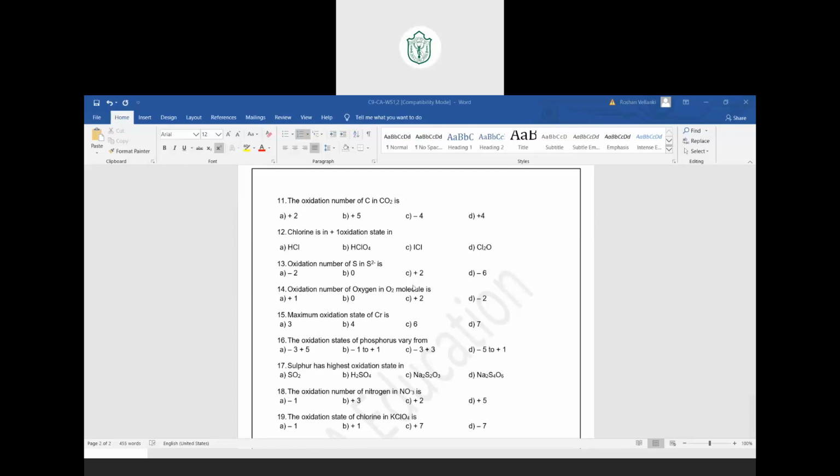Why is it -2 in O2? Both atoms belong to the same element. In that case, what is the electronegativity difference? 0. So none of them gains or loses the electrons, right? So oxidation number in this case is 0. Option B is the correct answer. Is it clear? Okay.